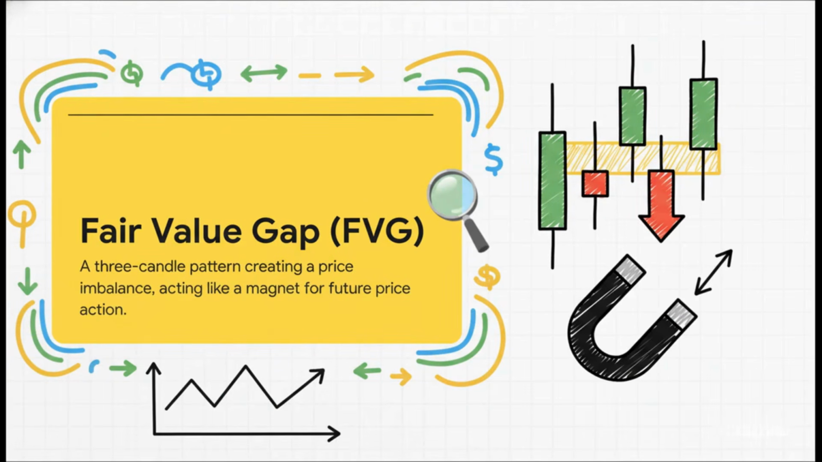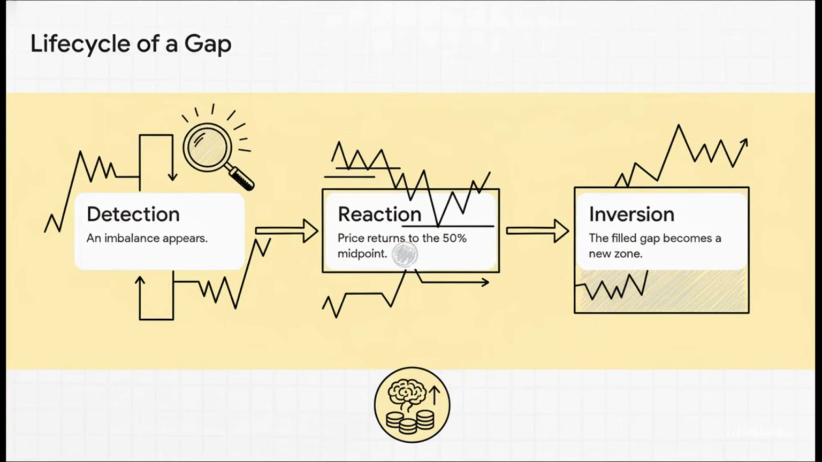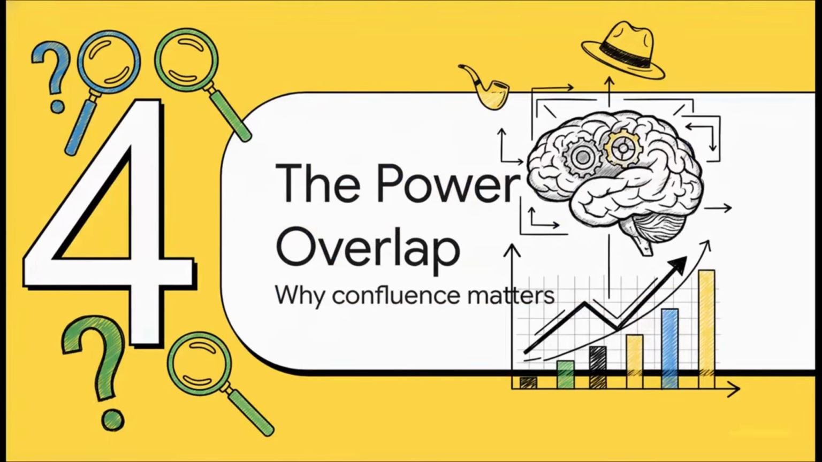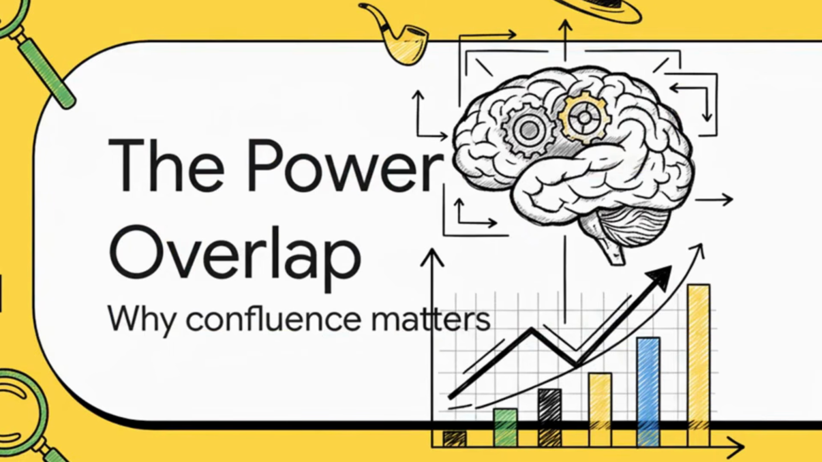These are 3 candle price imbalances, where the first and third candle wicks do not overlap, leaving a region where price was never properly auctioned. These gaps act like magnets, pulling price back to fill them in the future. Nexus tracks the full life cycle of each FVG. When price reaches the 50% midpoint of the gap called the consequent encroachment level, the label updates automatically. Institutional algorithms often target this midpoint specifically, so it is a level worth watching closely.